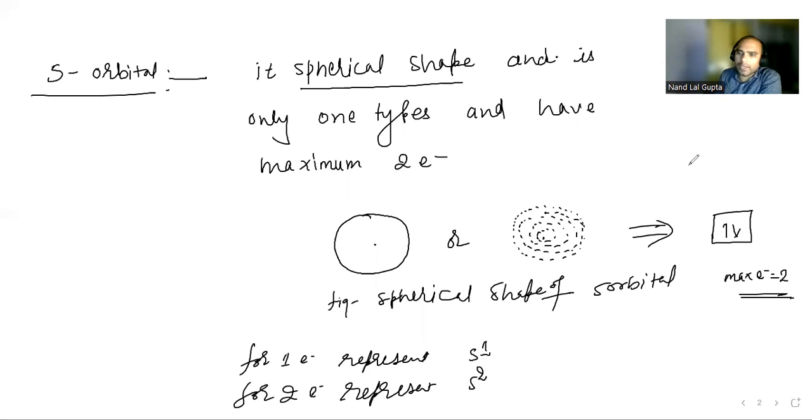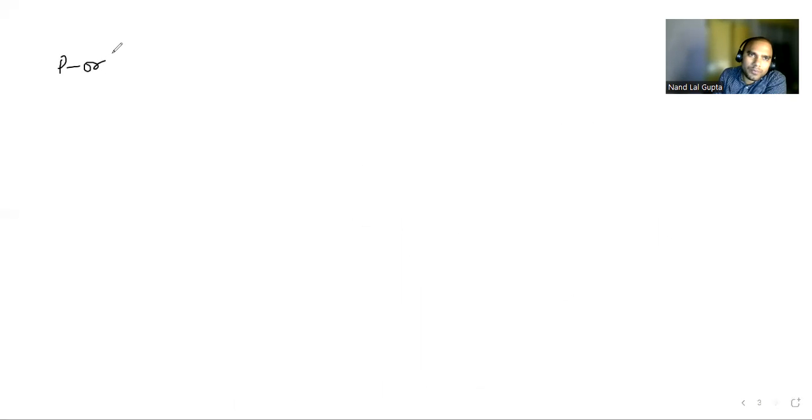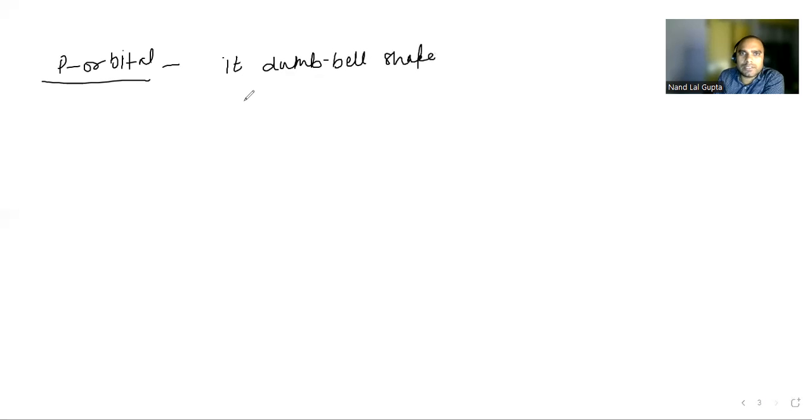Done, sir. Okay, now we are going for the p orbital. See the p orbital. If you talk about the p orbital, it is dumbbell shape. You can write dumbbell shape. Dumbbell means what people use for exercise. It is a dumbbell shape.